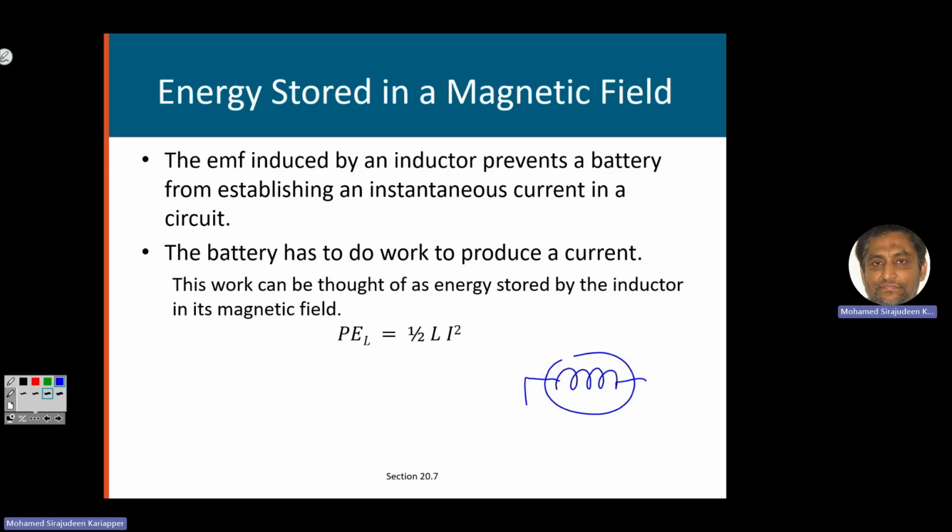So the EMF induced by the inductor prevents the battery from establishing an instantaneous current. So the battery has to do work against this resistance, right? So the battery will drive the current through this. So it will establish this magnetic field inside. So the battery has to do work to produce this current, and the energy that is stored is given by this equation. When the current through the coil is I, and the inductance of the coil is L, the energy stored will be given by this equation. Again, you don't need to worry about how we get it. We just have the equation.